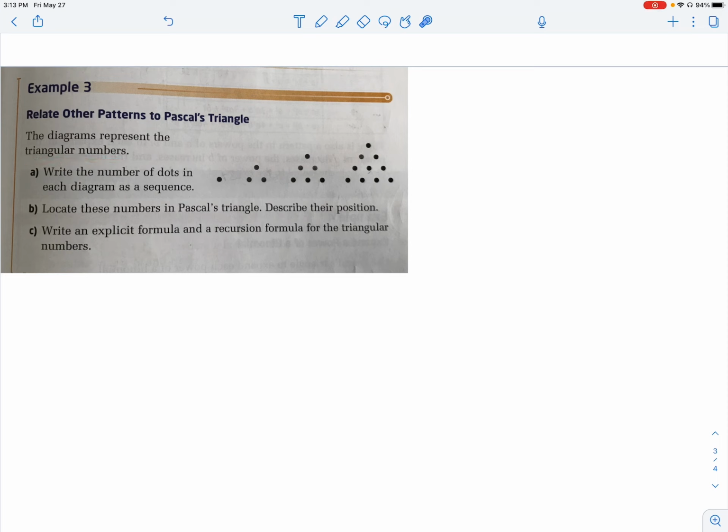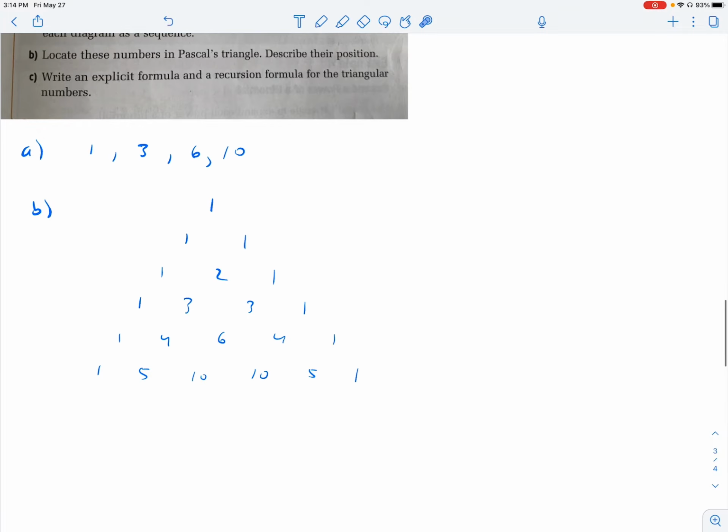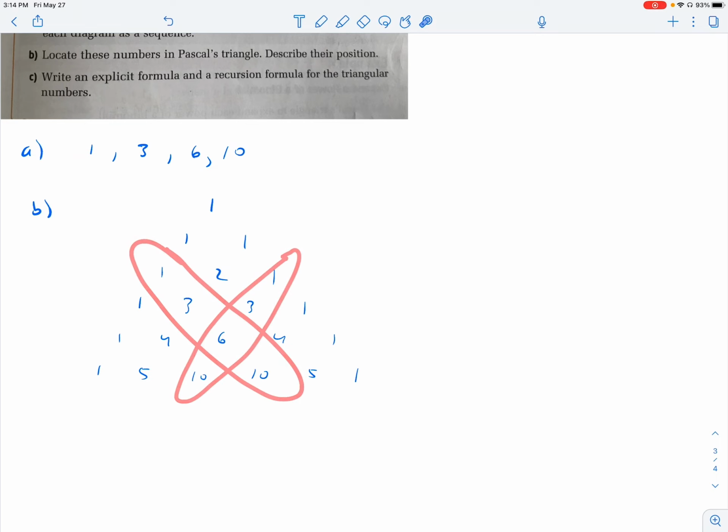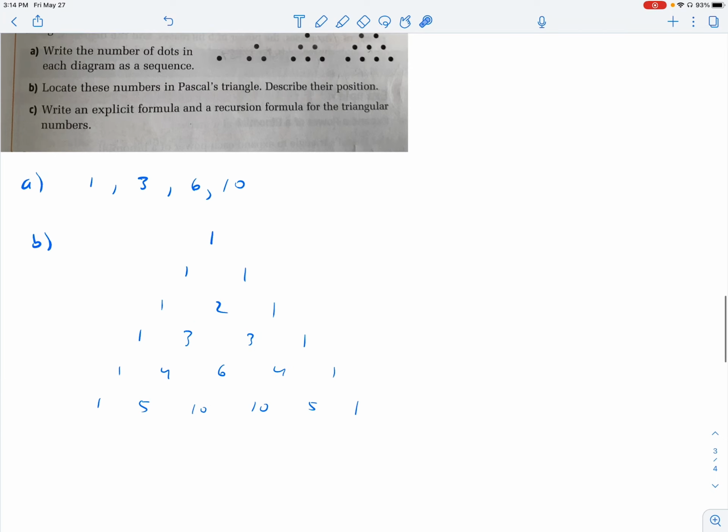Okay, part B says locate these numbers in Pascal's triangle and describe their position. So let's just write out the triangle one more time. We're looking for this sequence, and it could be found here. It can also be found there. Notice there is always symmetry in the triangle. So how could we describe this? Well, this is located in diagonal 2.